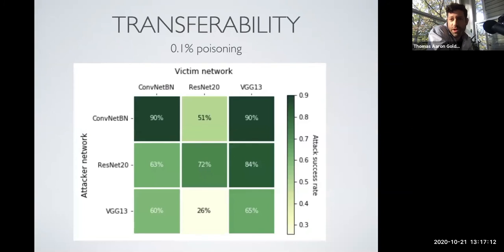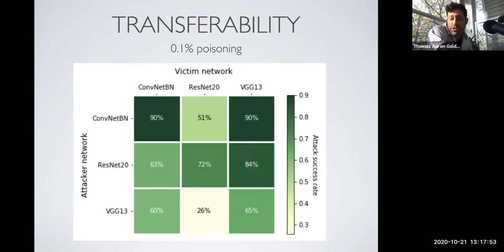We also find that these kinds of metapoisoning methods are fairly transferable. So this is showing if we use these different attacker networks on these different victim networks, what kind of transferability do we get? And in some situations, you get really good transferability. So for example, if you attack a ResNet 20 model, then your attack will succeed 72% of the time if you poison 1/10 of 1% of the data. If you try to craft your attack on a ResNet 20 and then deploy it on a simple 4-layer ConvNet, it still works 63% of the time. And if you craft your attack on ResNet 20 and you deploy it on VGG 13, it works 84% of the time.